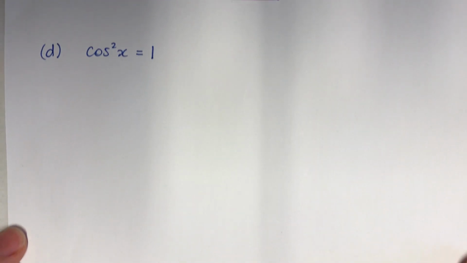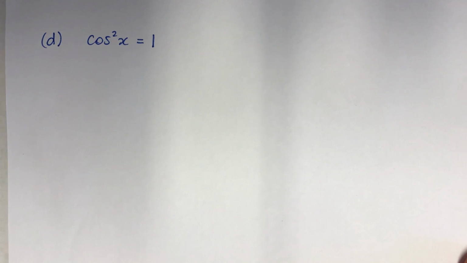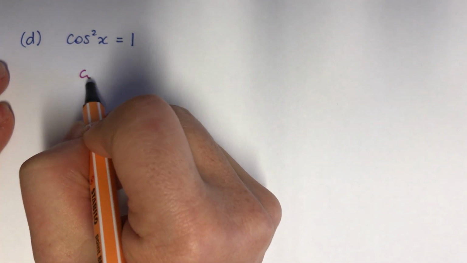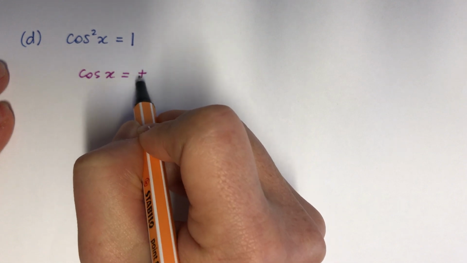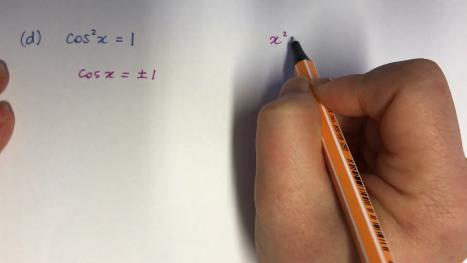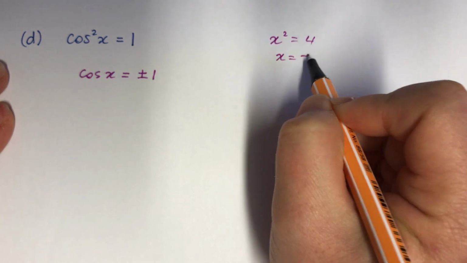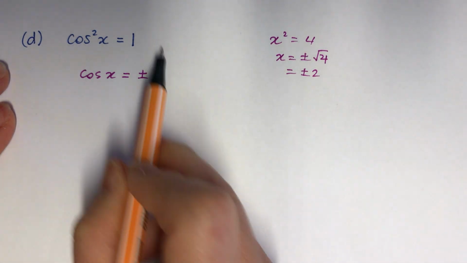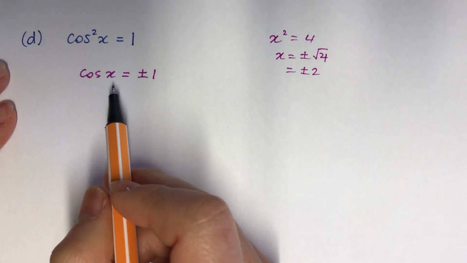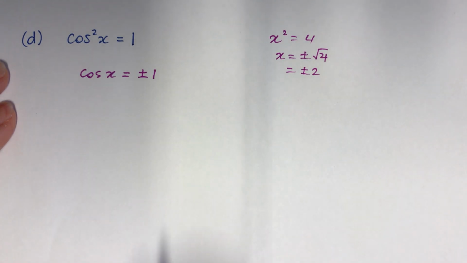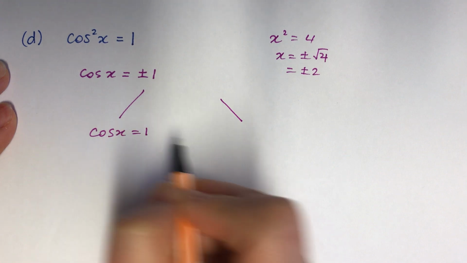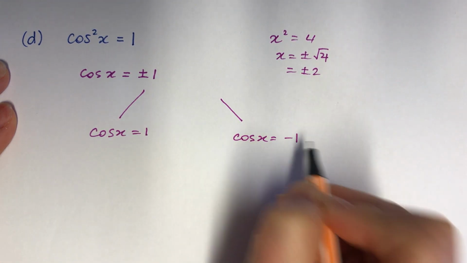Now, the next one is interesting because it's got cos squared x. So what's going to happen is cos x will be plus minus 1. You know, like we got x squared equals 4, and then x equals plus minus root 4, and then plus minus 2. So this is exactly the same thing. So cos x equals plus minus 1. Again, we'll have 2 cases: cos x equals 1, and cos x equals minus 1.